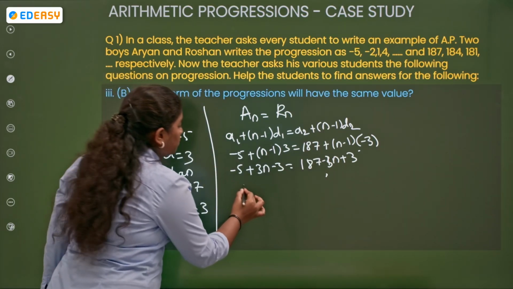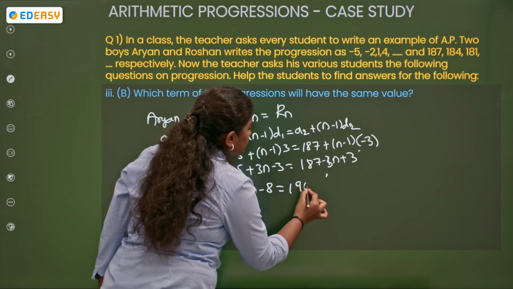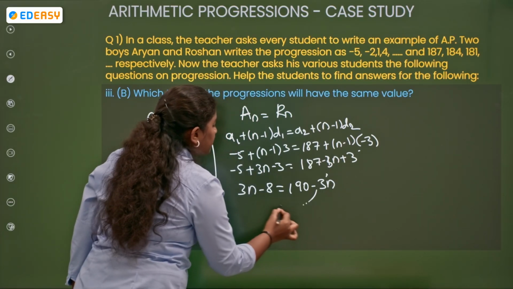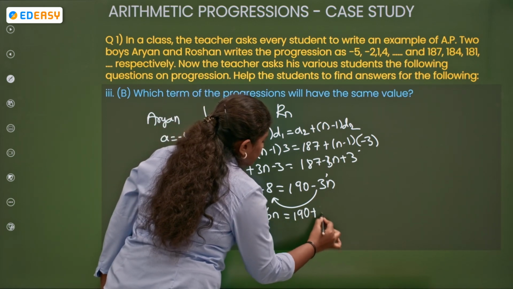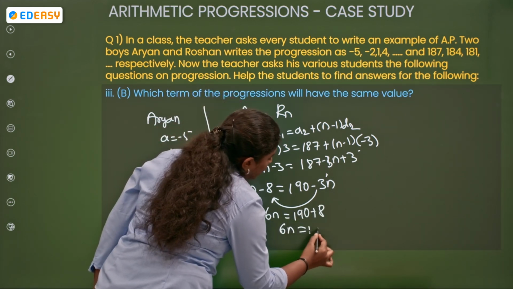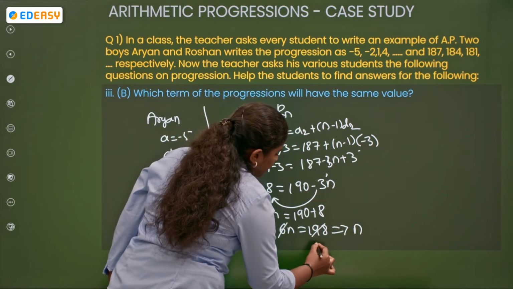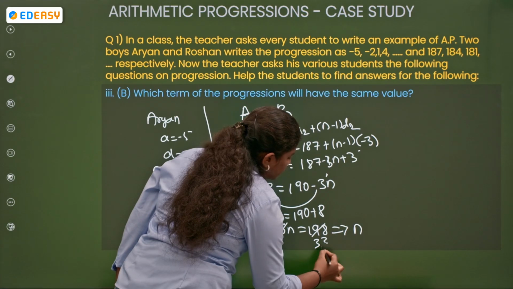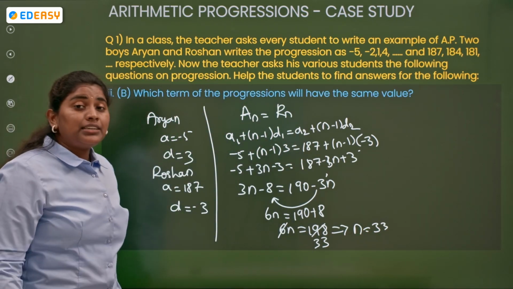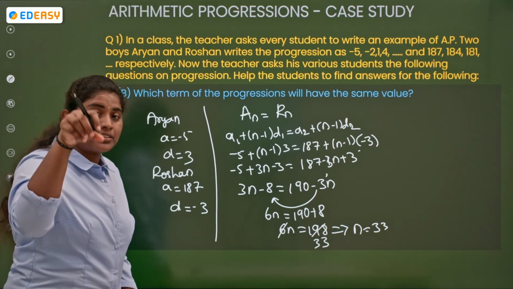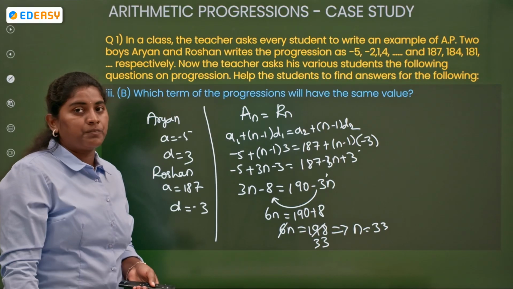Okay. Now 3n minus 8 equals 187 plus 3, 190, minus 3n. Now 3n plus 3n will give you 6n. 6n equals 190 plus 8. So 6n equals 198. From this, what is the n value? 6 will cancel 198: 6 3s are 18 and here also 3s are 18. N equals 33. Okay, it means the value in the 33rd position of Aryan and Roshan will be the same. Okay.